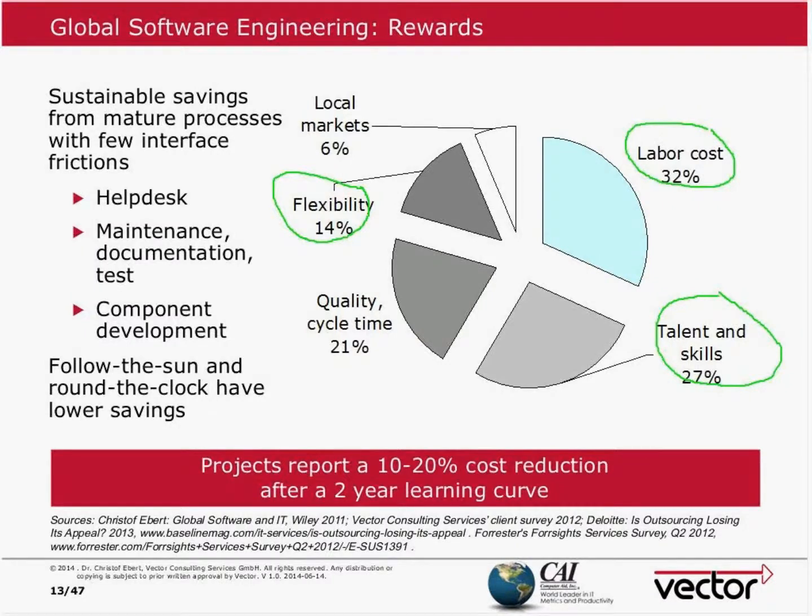And I think we have now observed that in many companies this pattern is dominating the initial labor cost focus. Reality has it, and you see that in the red bar, that the cost reduction is in the range of 10 to 20%. In development, you might achieve much more in services, but for software development, for distributed projects, you have a 10 to 20% cost reduction after a 2-year learning curve. That's the rule of thumb.